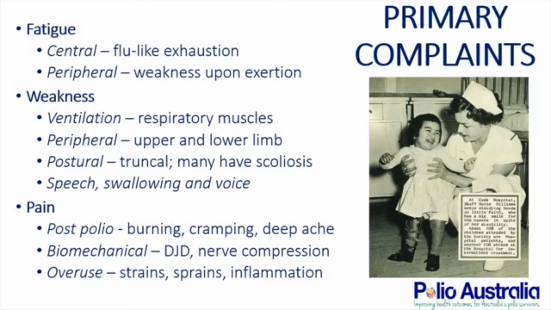And we can see we've broken these down into the major types of the complaint we normally hear. One is central fatigue, peripheral fatigue, weakness related to mobility and peripheral musculature, posture, ventilation weakness, and then speech and swallow, voice, communication weakness. And then with pain, we're looking at post-polio pain, biomechanical pain, and overuse pain.